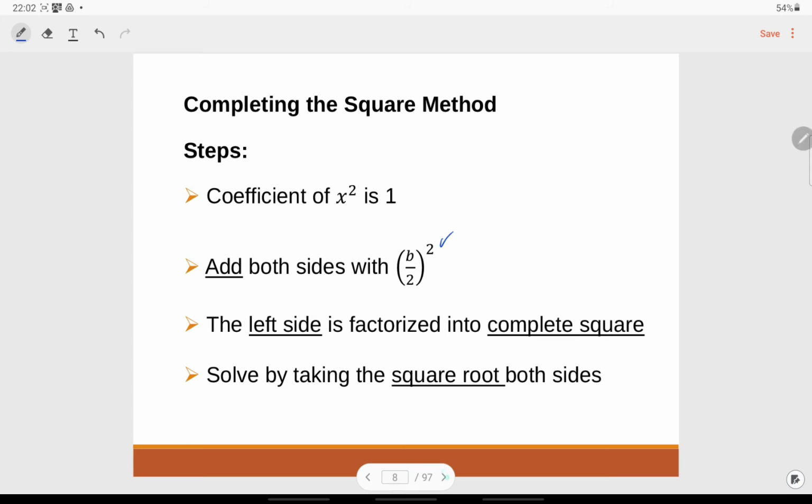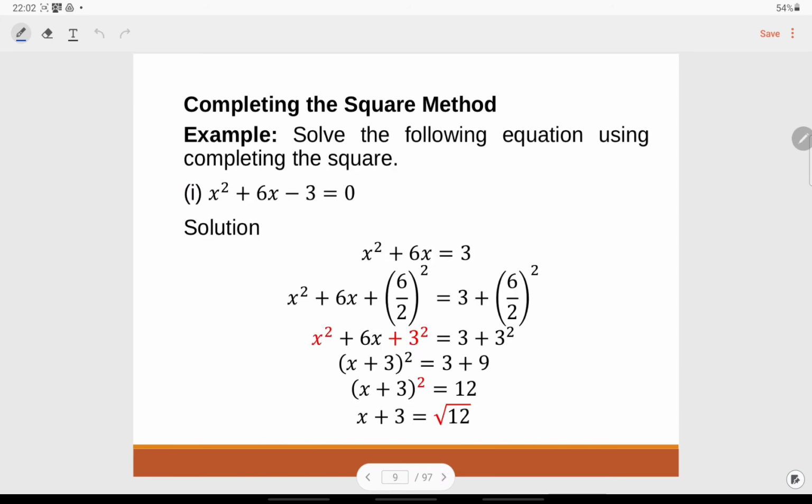Okay, so let's see how to do the completing the square method. So given this equation, x squared plus 6x minus 3 equal to 0. Based on the first step, we need to make sure the coefficient for x squared equal to 1. So we are done because the coefficient is already equal to 1. So we move to the second step. Next we take negative 3 to the other side, so it becomes positive 3.